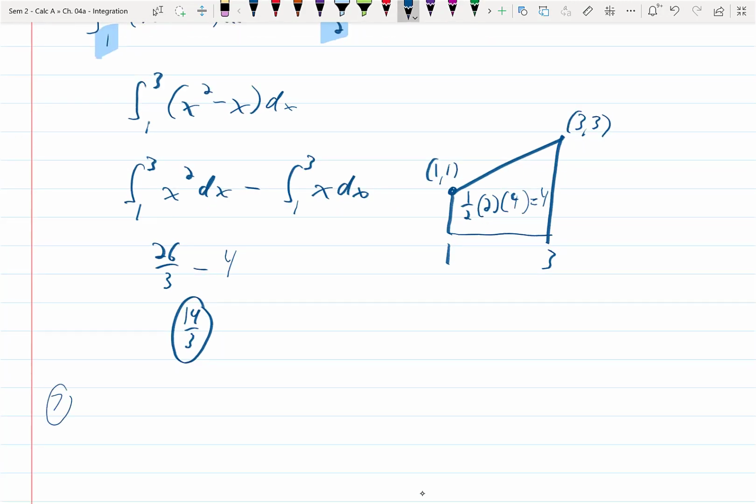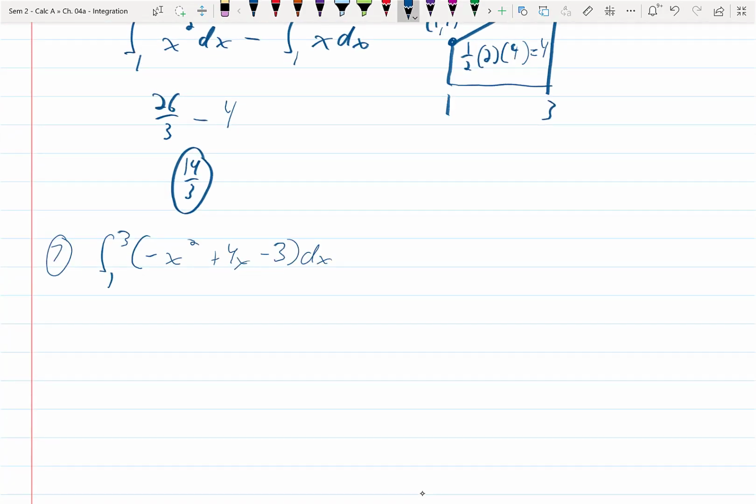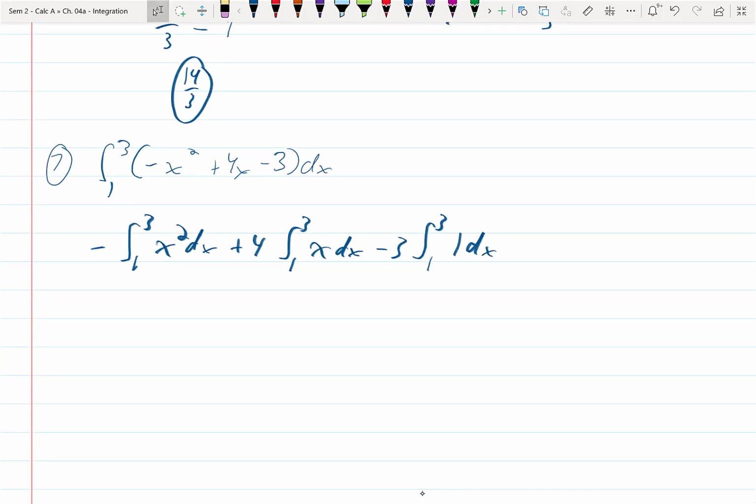And lastly, let's say that I have the integral from 1 to 3 of negative x squared plus 4x minus 3 dx. So I'm going to split this up into multiple pieces: negative integral from 1 to 3 of x squared dx plus 4 times the integral from 1 to 3 of x dx minus 3 times the integral from 1 to 3 of 1 dx. This is about as easy as you can do it without knowing integration rules.